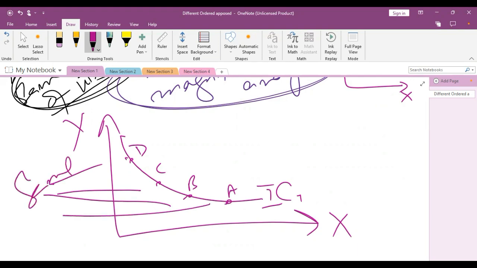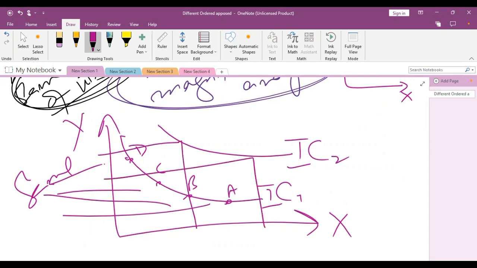Same level of satisfaction. But if a new IC curve is created, let's say IC2, then as the units are increased from this point to this point, as the units are increasing, the utility level also increases. So a point on the second IC, let's say point E, will give more satisfaction as compared to the combination of A, B, C, D.